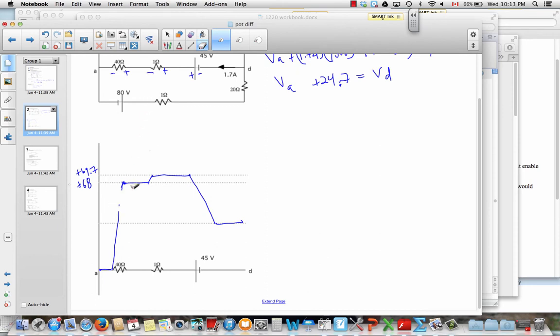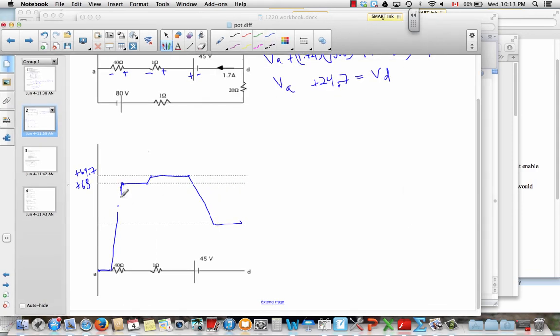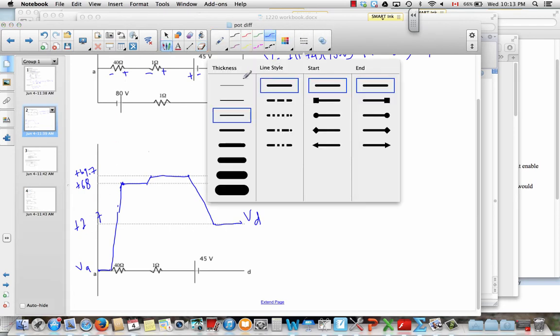And again, there's not much change in the wire. And then there's another 1.7 increase in the resistor. So you're now 69.7 above where you were, voltage A. Then there's a drop of 45, and you end up at voltage D, which is 24.7. That's 24.7 volts above where you started. Okay, so hopefully that's the answer you got.